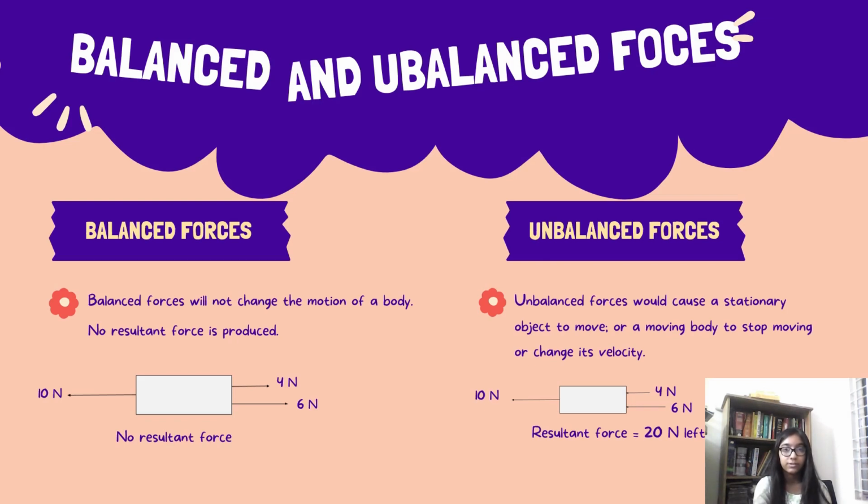An unbalanced force is created when a resultant force is created. Here, a force of 10 Newton is working leftwards and the same amount of force is applied in the same direction from the other side of the object. The resultant force is the addition of these two forces, that is 20 Newton working towards the left side.